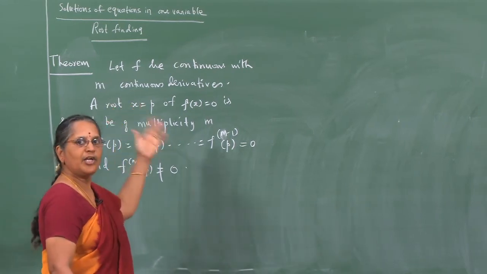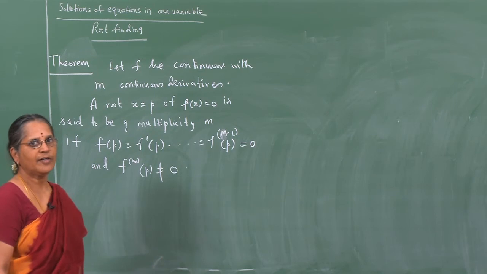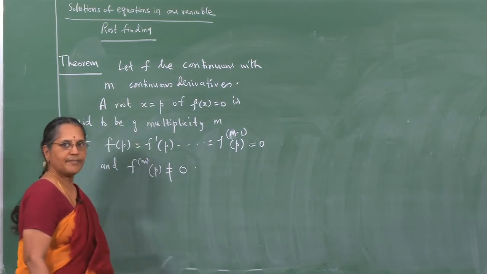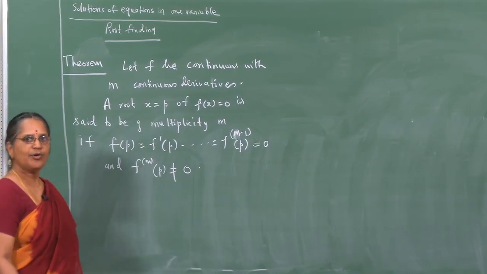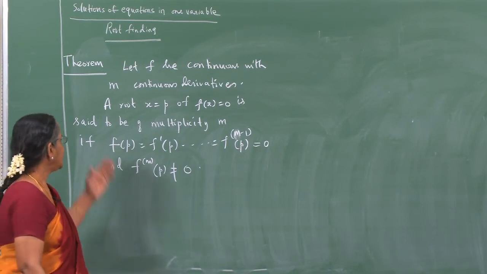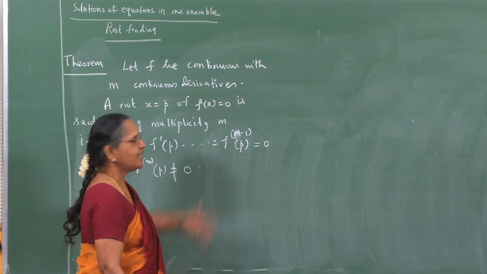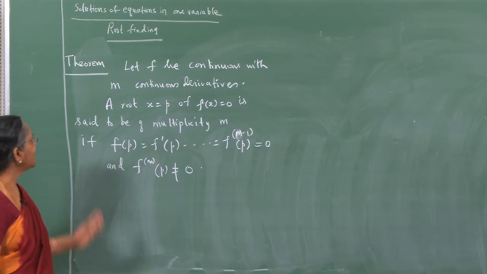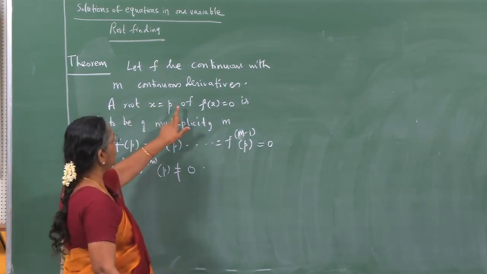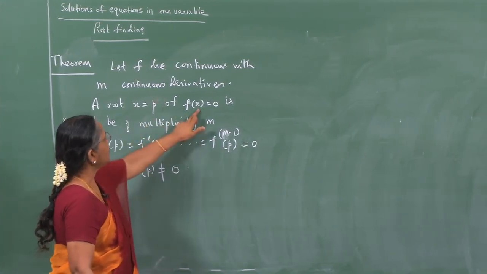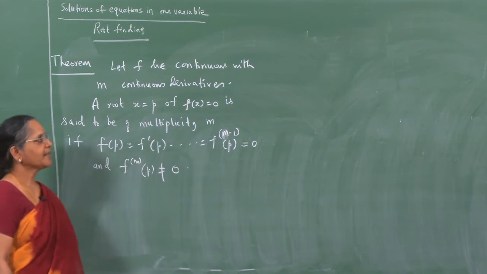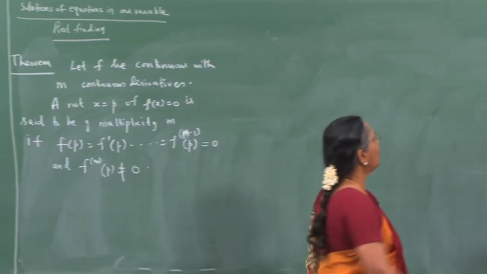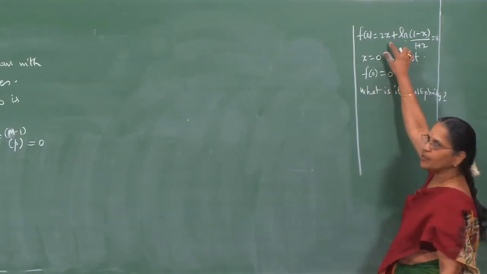Given an equation of the form f(x) = 0, where f is continuous and f possesses m continuous derivatives, and if we see that p is a root of the equation f(x) = 0, check whether the first m-1 derivatives at p are 0 and the mth derivative is different from 0. If this happens, then we conclude that x = p is a root of this equation of multiplicity m. So, let us see whether we can make use of this result and determine the multiplicity of the root x = 0 of this equation.